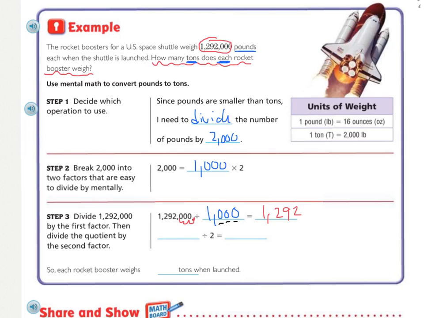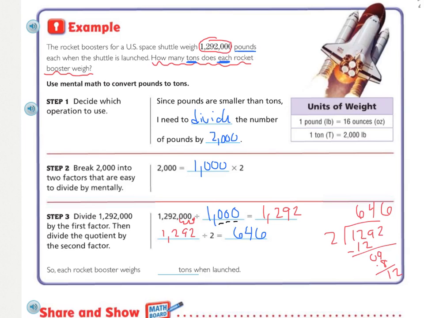So now we need to divide the 1,292. We need to divide that by 2, because that's the second factor right here. So divide that by 2. If you want to, you could set it up over here and divide it by 2. 2 goes into 12, 6. 12. There's 4. 8. You end up with 12. That's 6. So your final answer is 646.